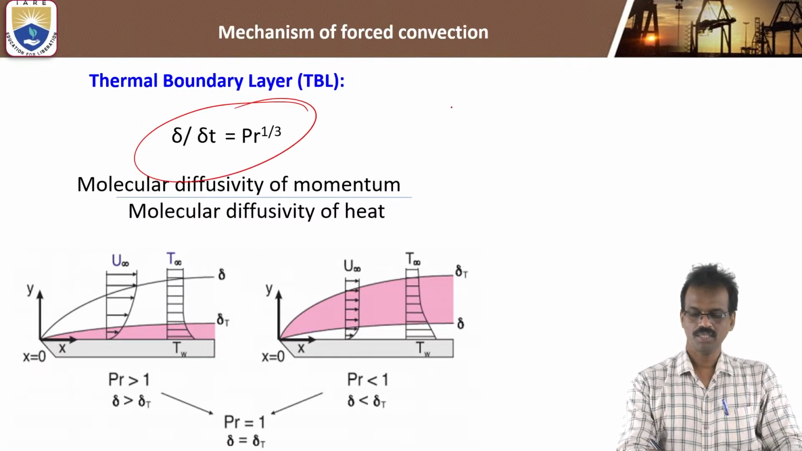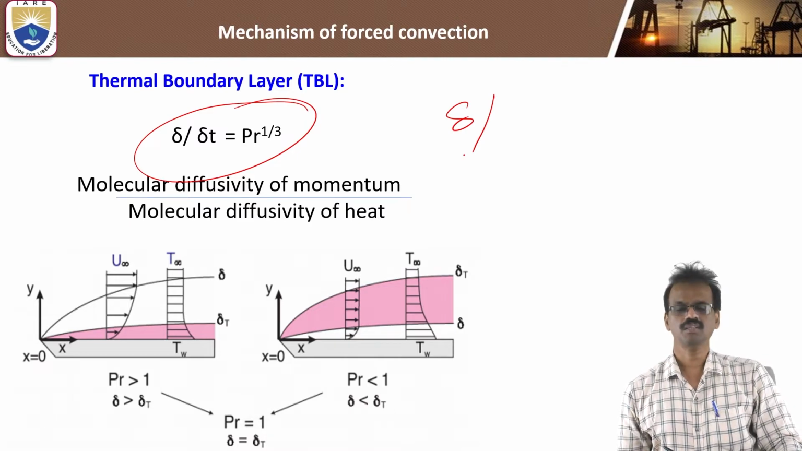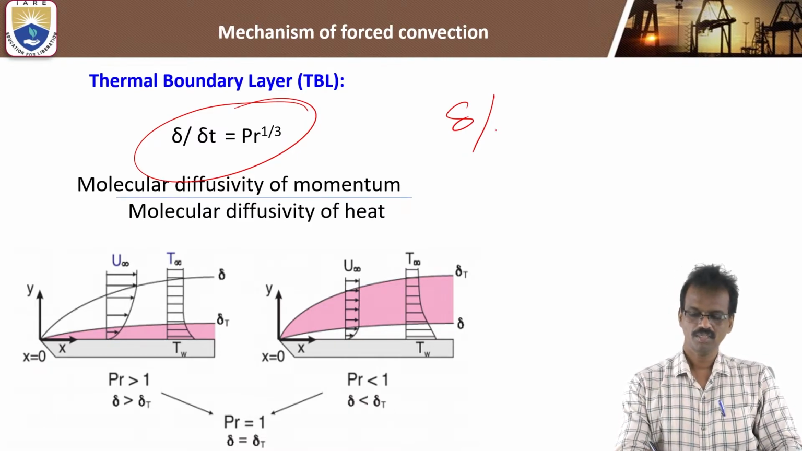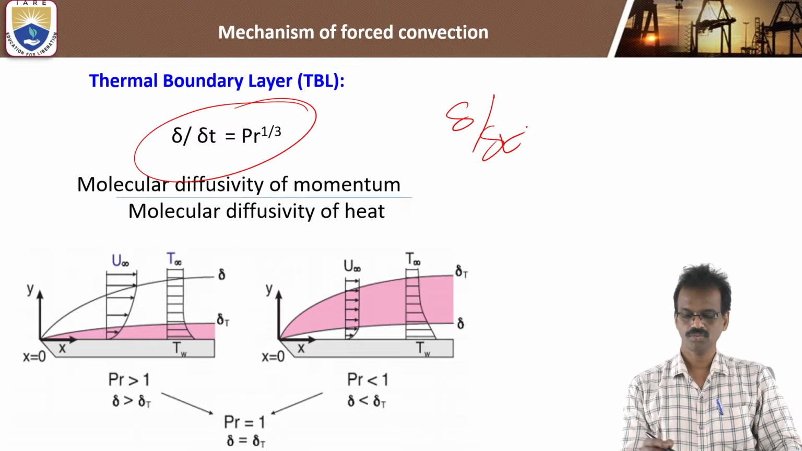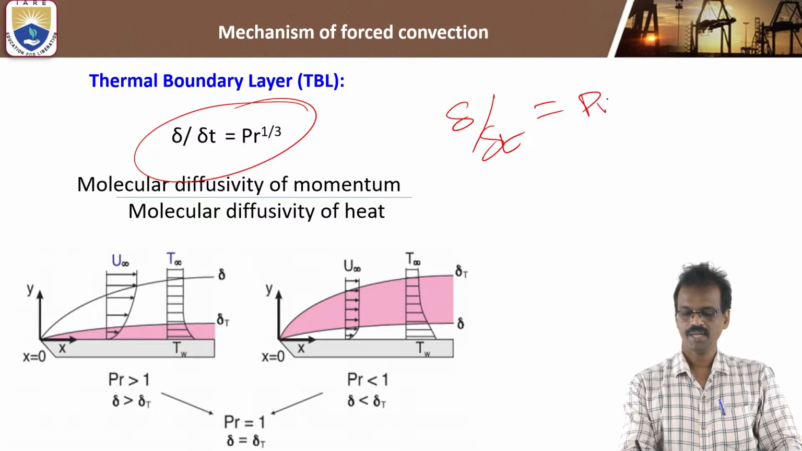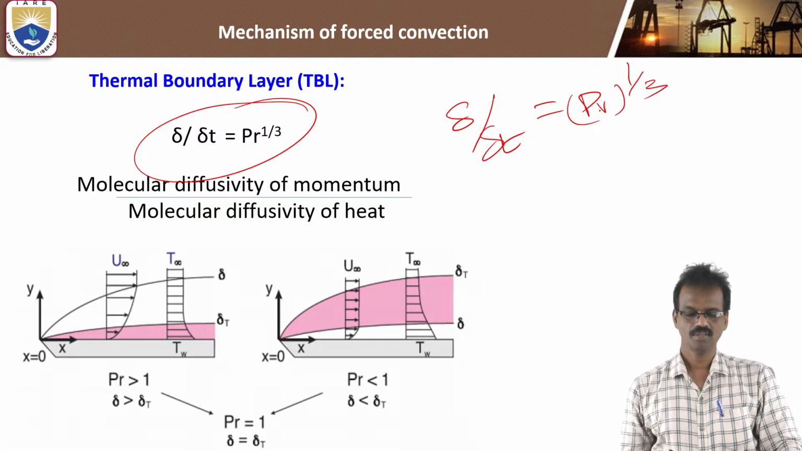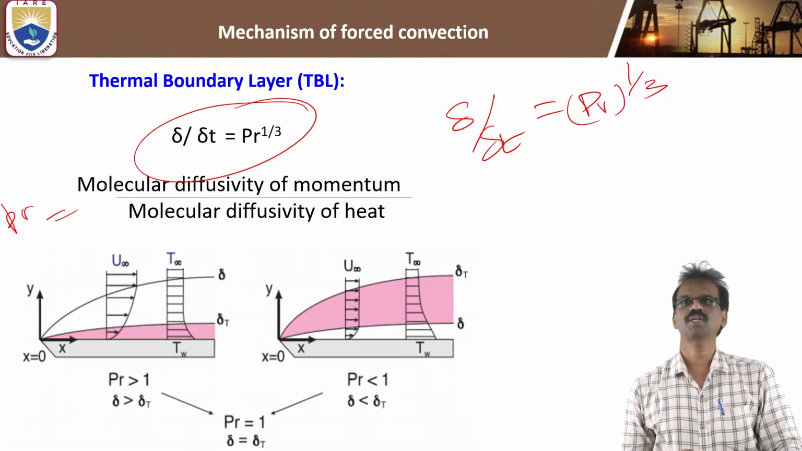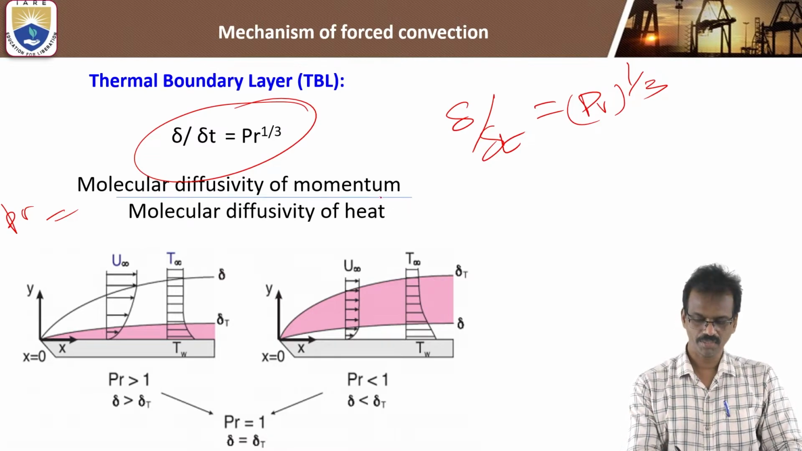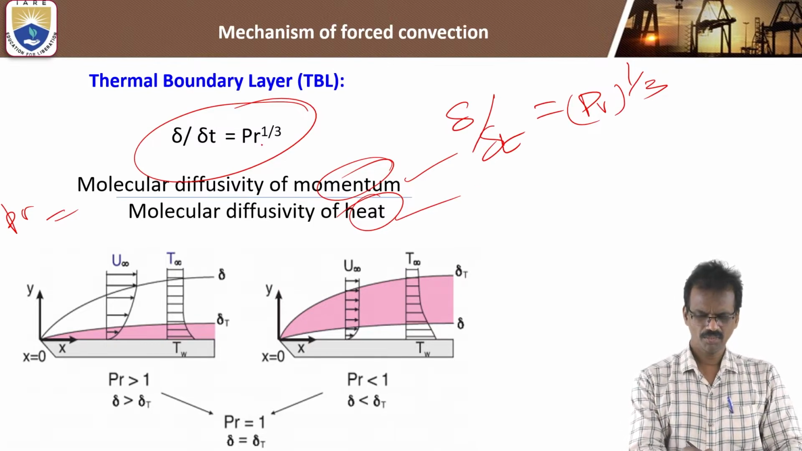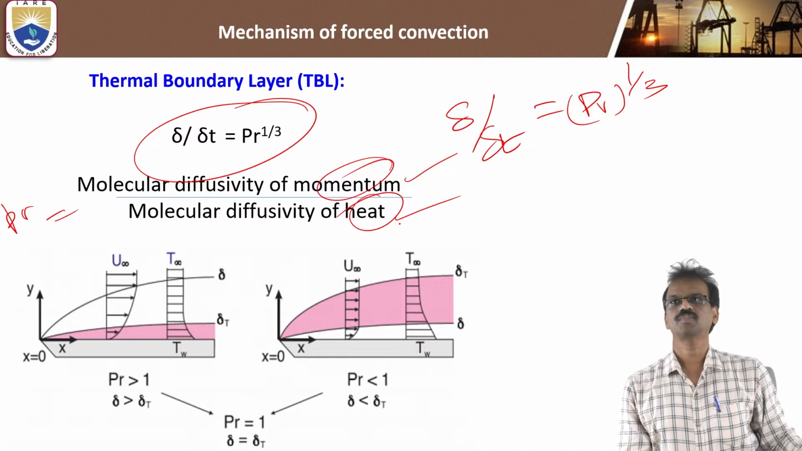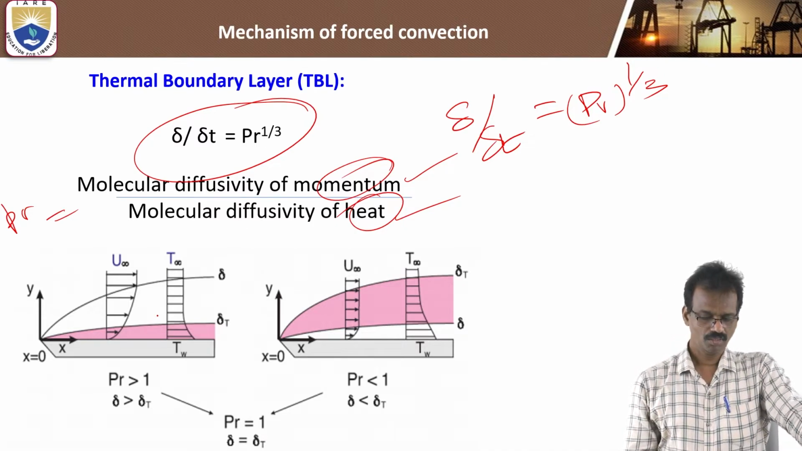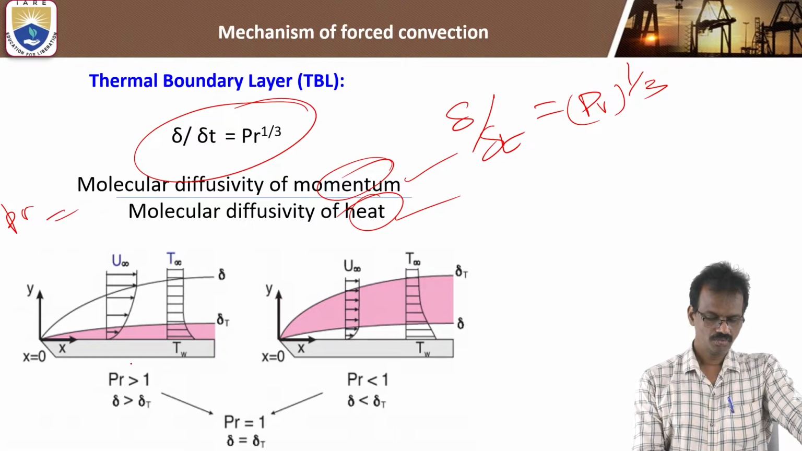Delta is the velocity boundary layer, the hydrodynamic boundary layer. Delta T is the thermal boundary layer. The ratio between the velocity and the thermal boundary layer is equal to Prandtl to the power of 1 by 3. You know that the Prandtl number is the molecular diffusivity of momentum by molecular diffusivity of heat. It is related to momentum, to heat, to velocity, and to temperature.